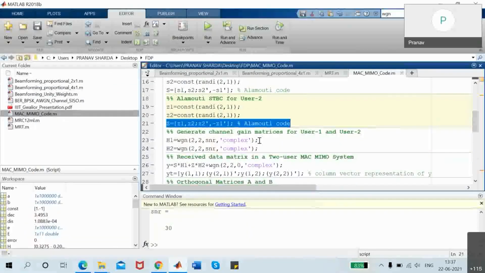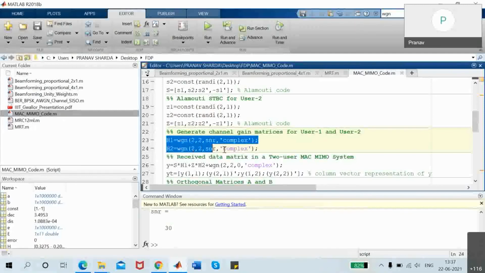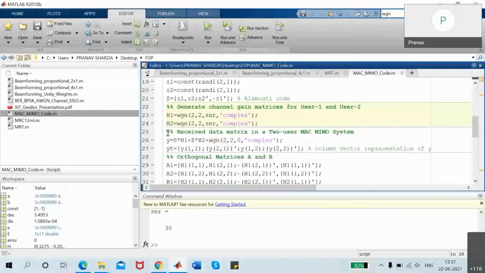Then we generate the channel gain matrices for both user 1 and user 2. We define variables H1 and H2. A 2x2 MIMO scenario is considered: each user has 2 transmit antennas, and the receiver side has 2 antennas as well. We generate H1 and H2 here as complex Gaussian matrices of 2x2 configuration. And then at the receiver side, the received data matrix.